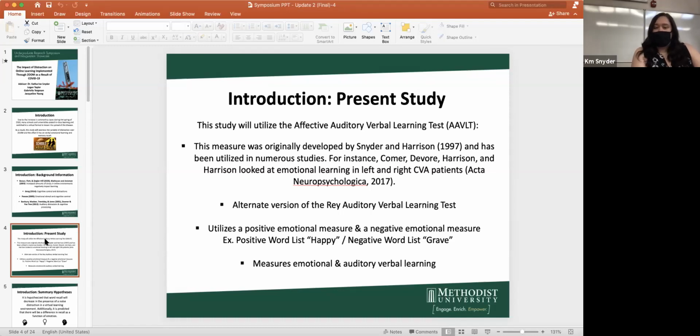So this study will utilize the effective auditory verbal learning test as a present study. This measure was originally developed by Snyder and Harrison in 1997 and has been utilized in numerous studies. For instance, Comer, DeVore, Harrison, and Harrison looked at emotional learning in left and right CVA patients in 2017. It is an alternate version of the Ray auditory verbal learning test, and it utilizes a positive emotional measure and a negative emotional measure, with words from a positive word list such as happy and a negative word list such as grave. It also measures emotional and auditory verbal learning.